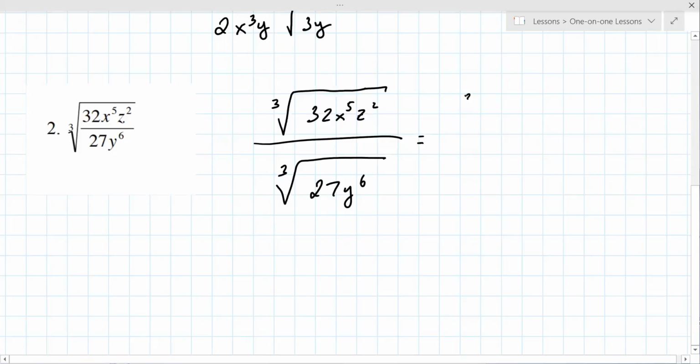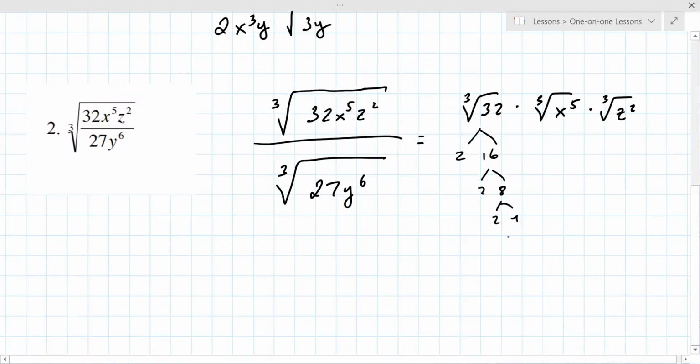So this is really the cube root of 32 times the cube root of x to the 5th times the cube root of z squared. So 32 will break apart with a factor tree. And you're looking for a triplet. There's your triplet, three 2's, and then there's 2 2's left over, so the triplet comes out, and then the 2 2's make 4 down here.